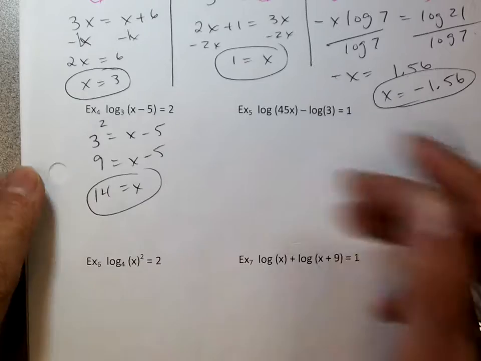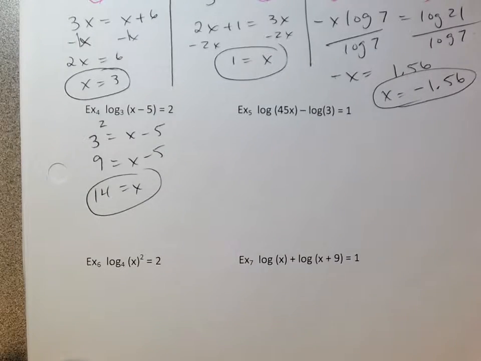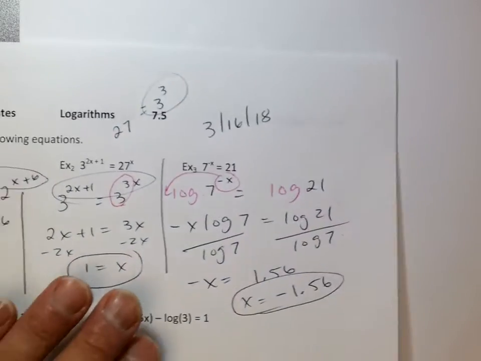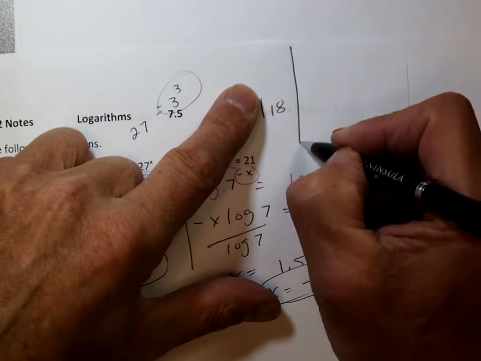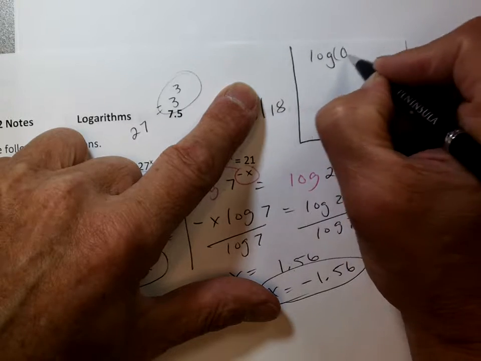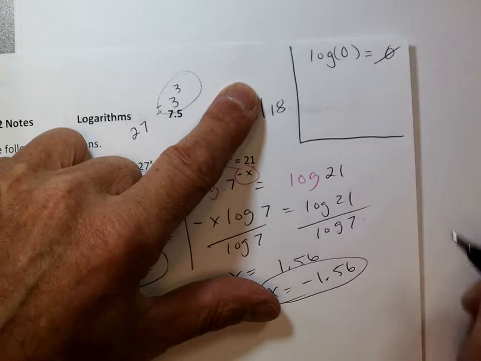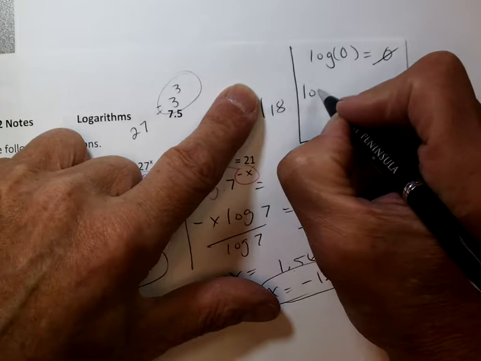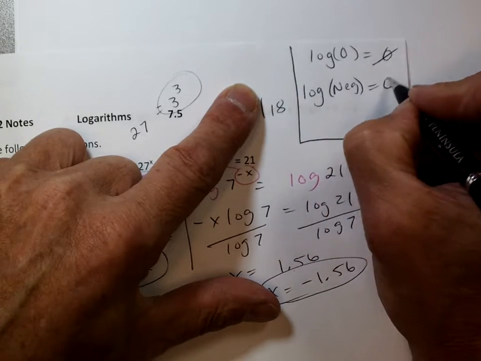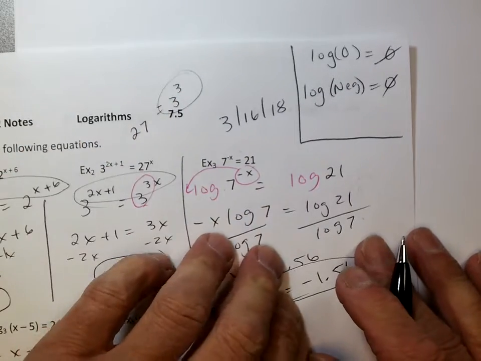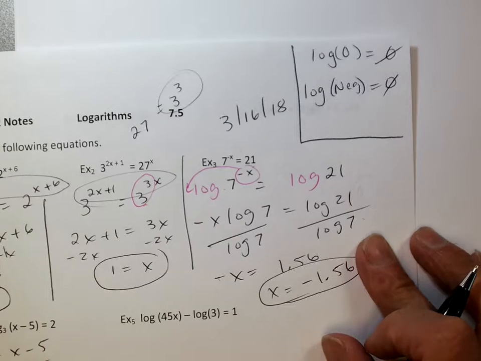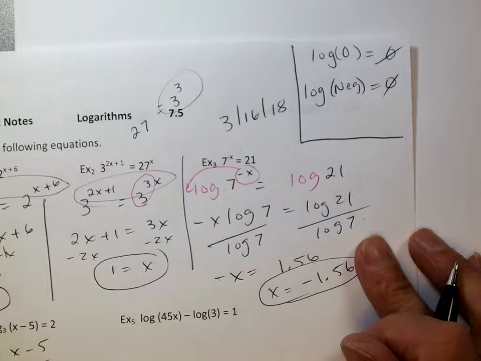Now, let's make a little disclaimer here, way up in the side. Let's do a little note for ourselves. Log 0, undefined, log negative, undefined. Okay, can't happen, won't happen, right? We've talked about that before. You can't take the log of 0, and you can't take the log of a negative number. So if we get that in today's lesson, we throw those out.